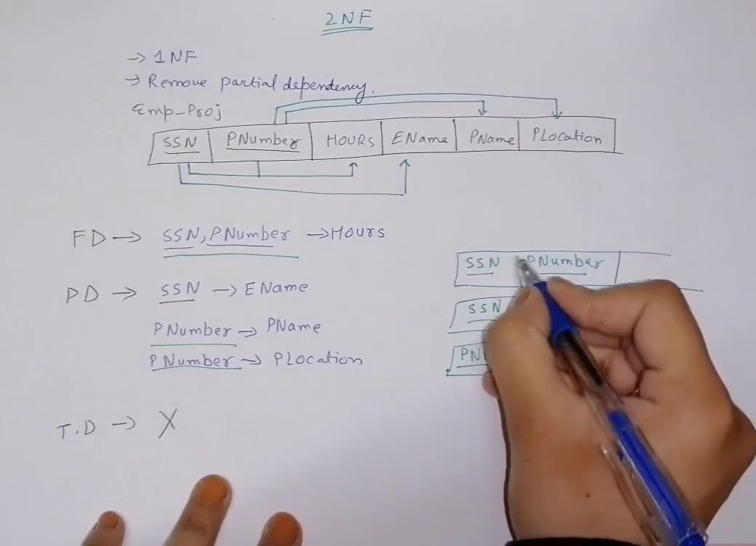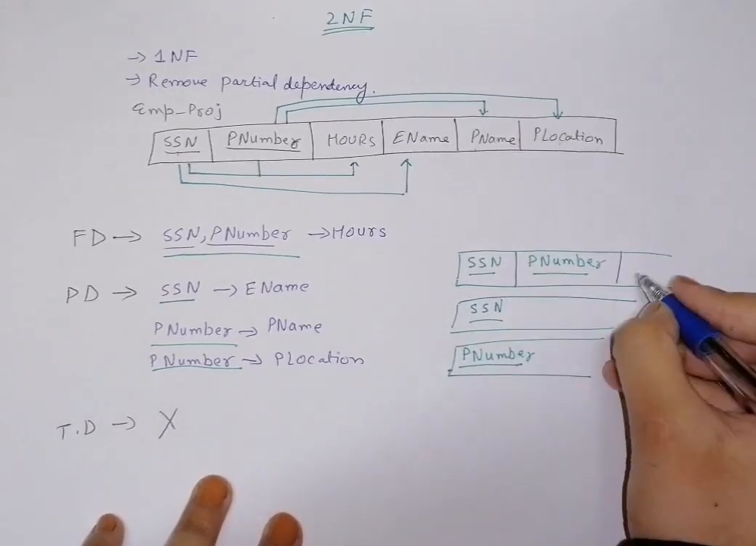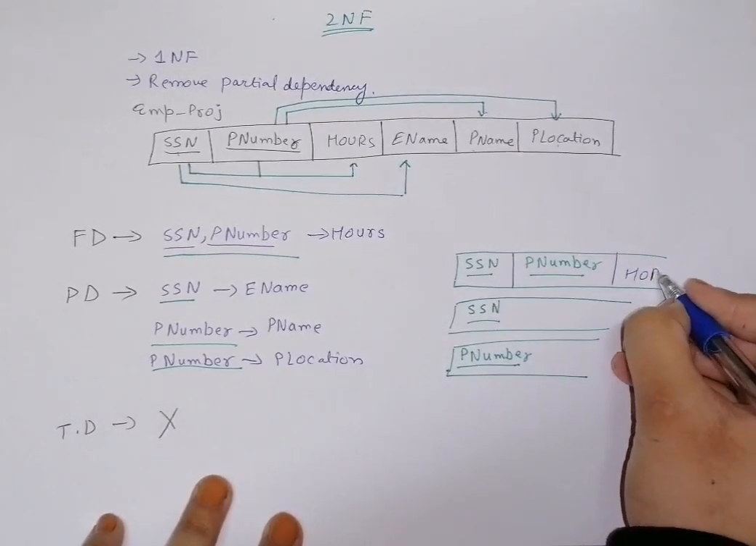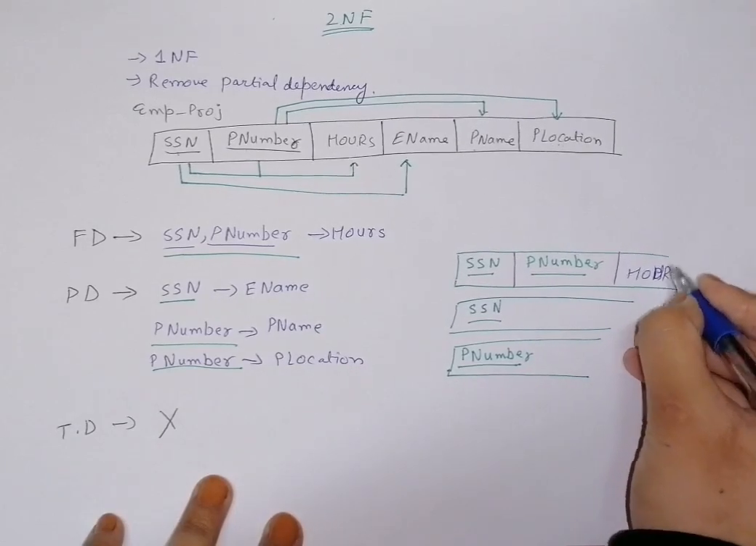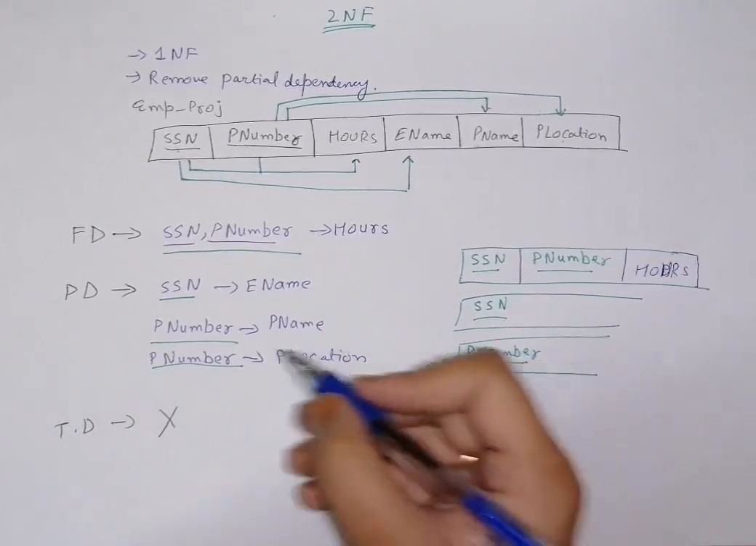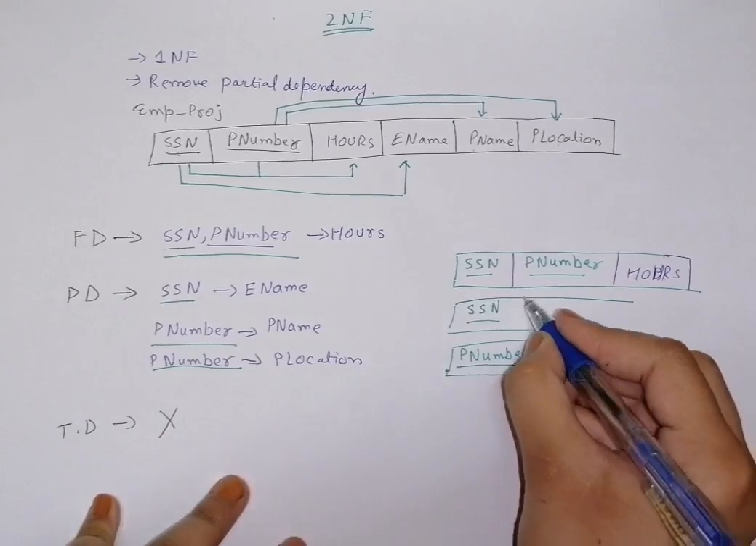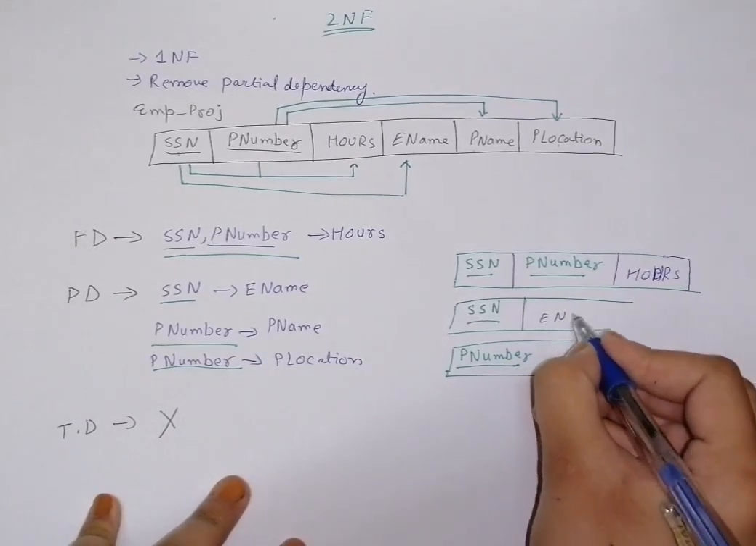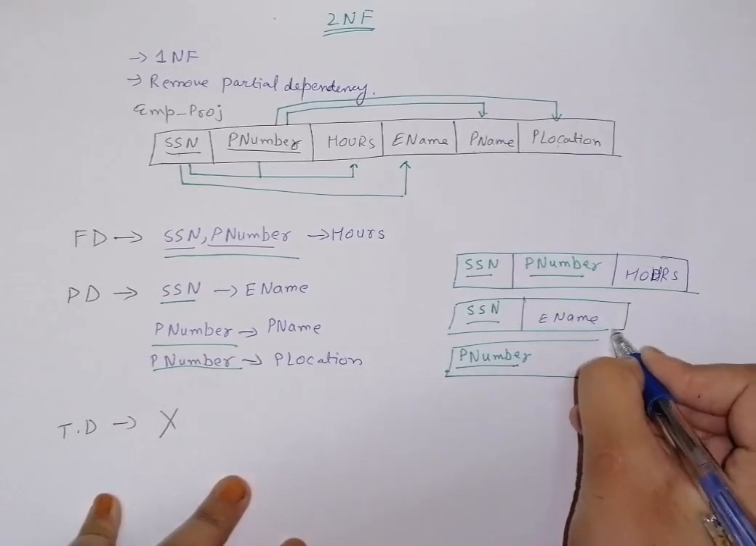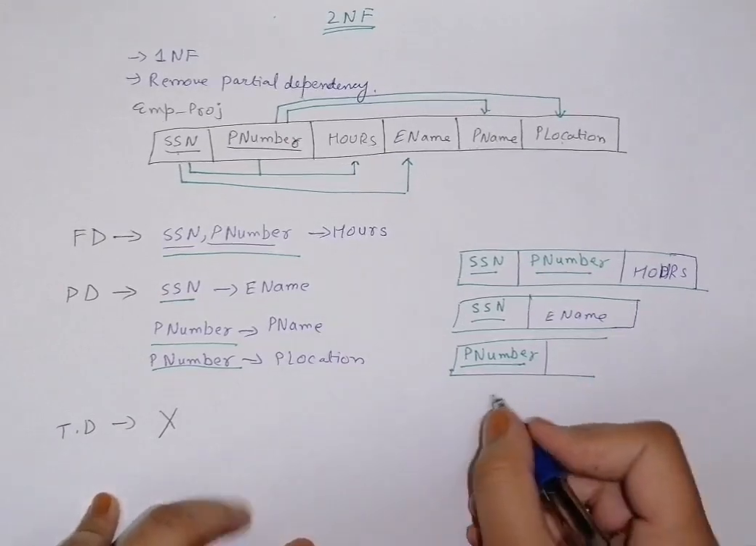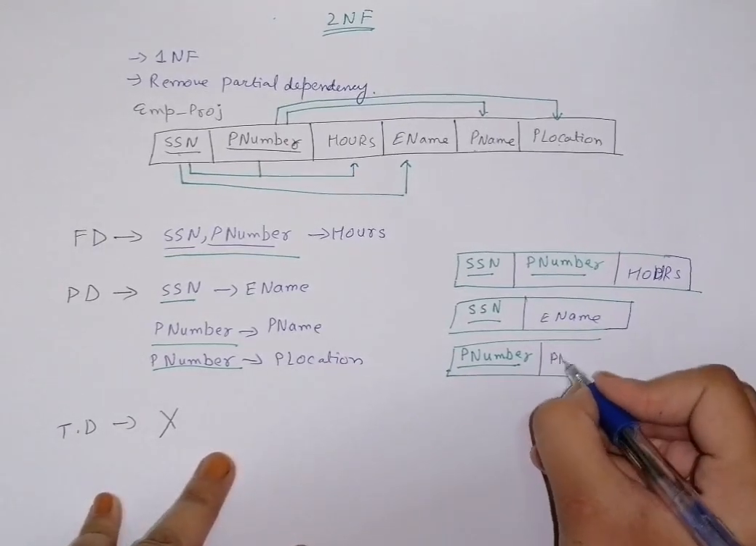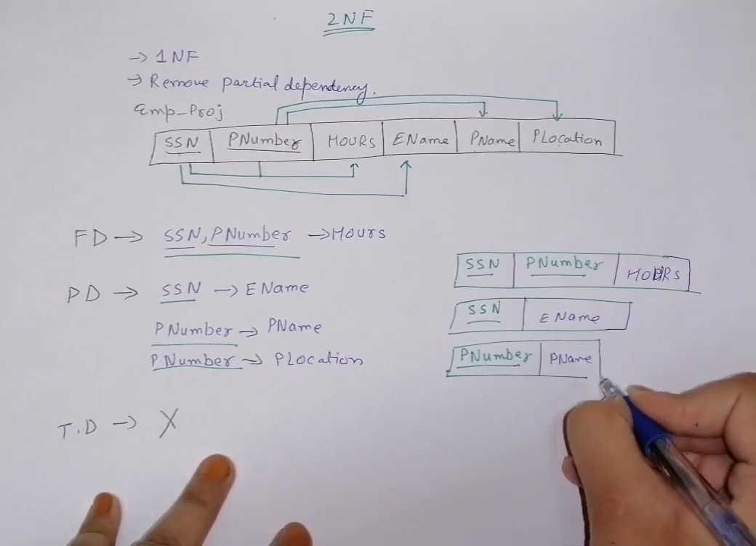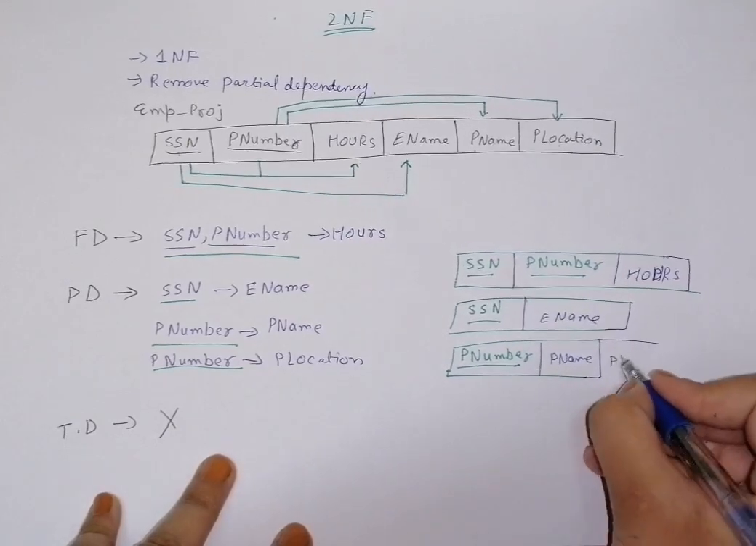Here you can see what are the attributes that depend on both of them. Only one, hours. Okay, so what are the attributes that depend on SSN for unique existence? Only one, which is ename. And what are the attributes that depend on P number? That is P name and P location.